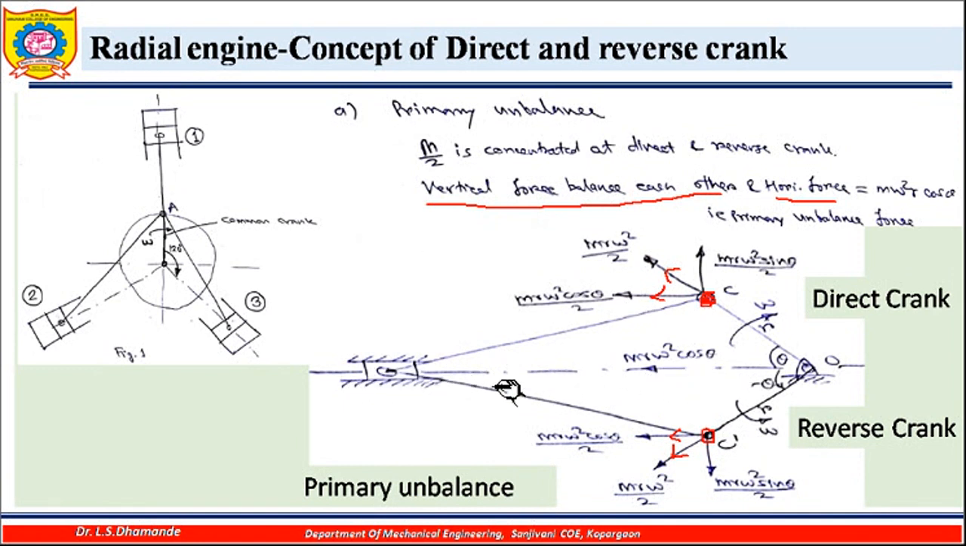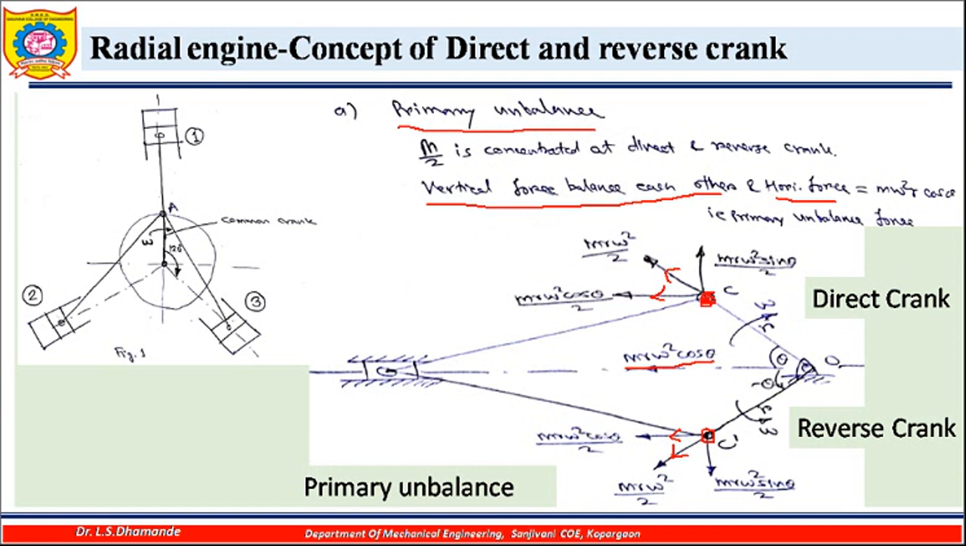This is the resultant force, that is, the force which is supposed to be balanced for a reciprocating engine, m r omega square. To balance this, we consider that half the mass is placed over here and half the mass over here. So this is the direct crank and reverse crank method. Now this is what we have shown for the primary unbalanced force.